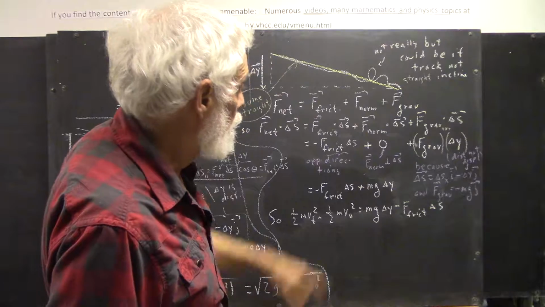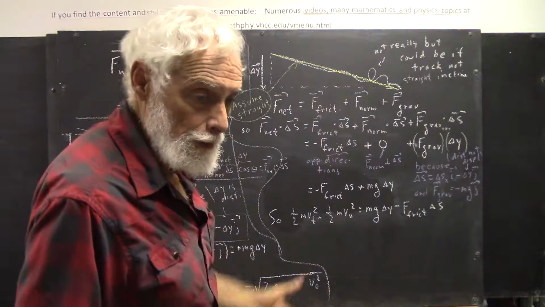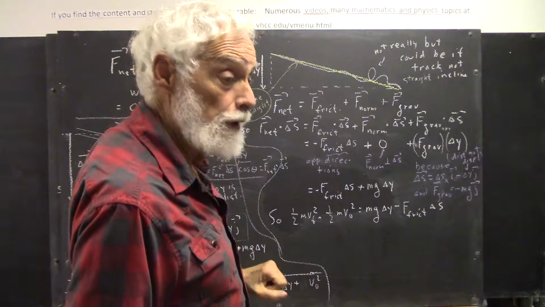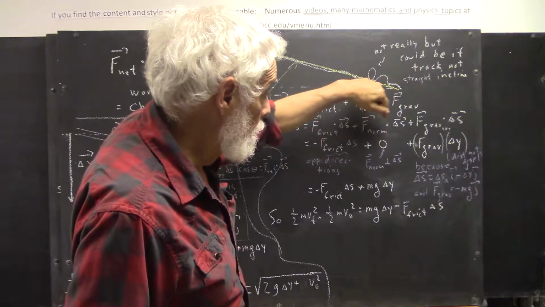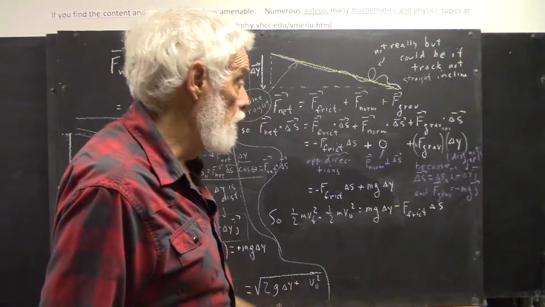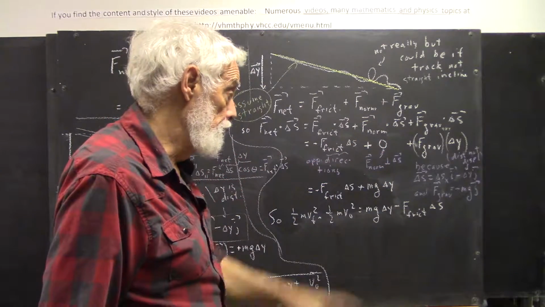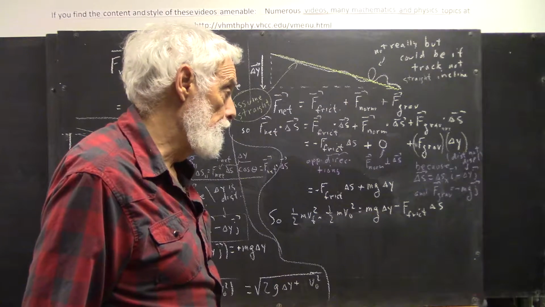Okay, normal force dot delta S, what is that? Well, the normal force, by the definition of normal force, is perpendicular to the incline, and the motion is parallel to the incline, so that the normal force and the delta S are perpendicular to each other, giving us a dot product of 0.